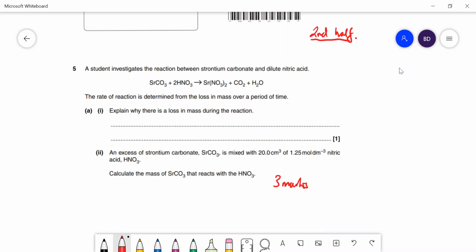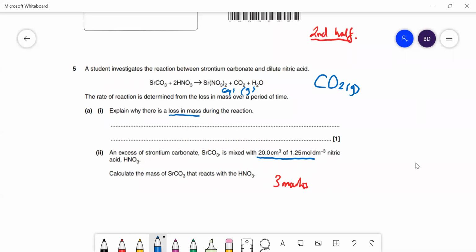The rate of reaction is determined by the loss of mass over a period of time. Explain why there is a loss in mass. Now, unusually, they don't give you the state symbols for this equation. Strontium nitrate is an aqueous solution, and carbon dioxide, of course, is a gas. So you're making carbon dioxide gas. That escapes the flask, and so the mass goes down. That's the answer there.